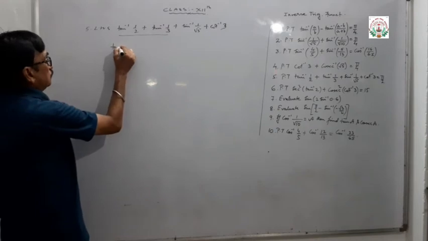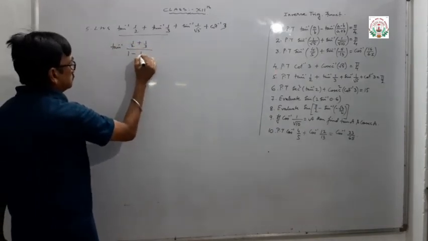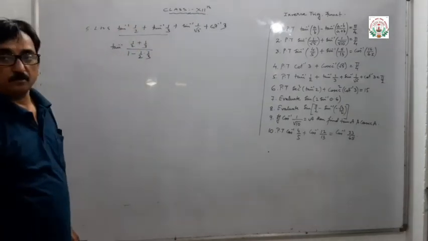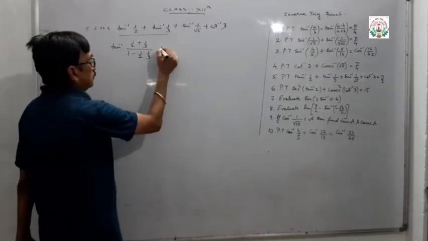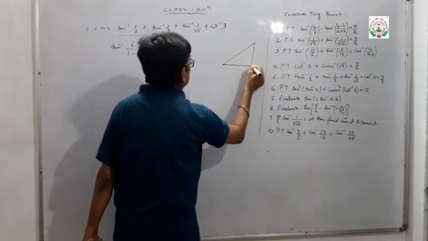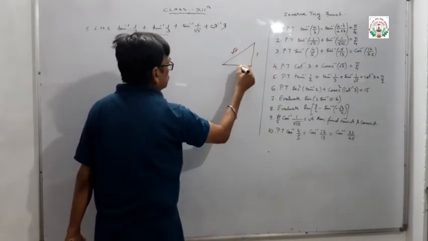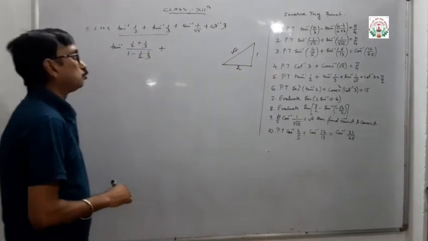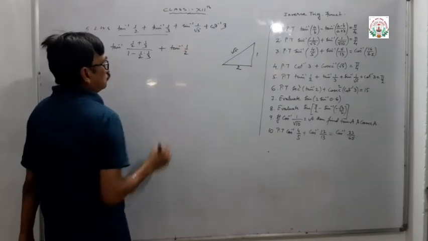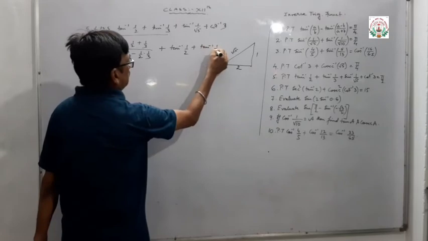So tan inverse of (1 by 2 plus 1 by 3) upon (1 minus 1 by 2 into 1 by 3). That is tan inverse of (x plus y) upon (1 minus xy), plus, just now we have converted sine inverse, perpendicular by hypotenuse, using the Pythagoras theorem to calculate the base 2, and we can convert it into the form of tan inverse of 1 by 3, and plus this becomes tan inverse of 1 by 3.